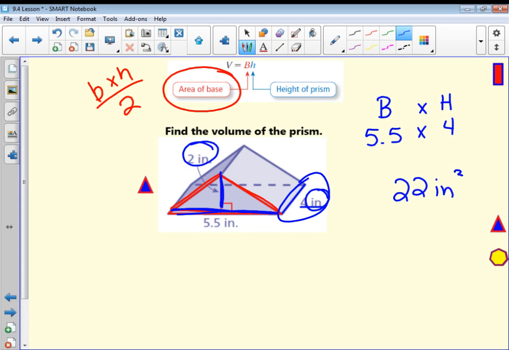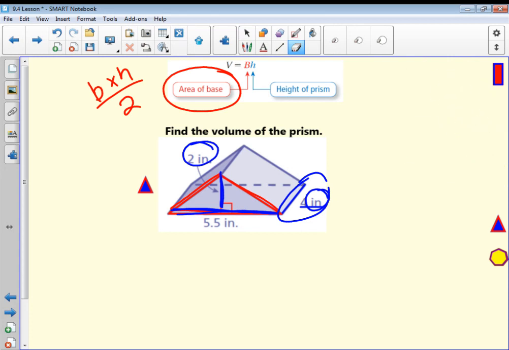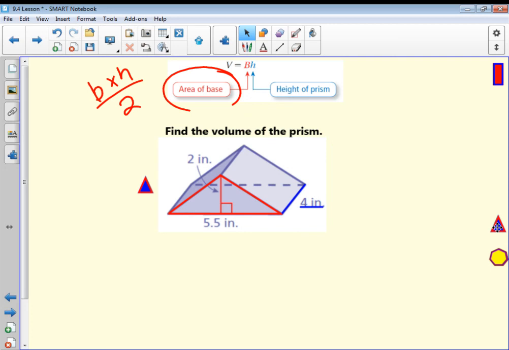Remember, volume is cubed. Okay, so yes, area of base times height. The height isn't always the distance from the bottom to the top. In this case, it was the distance back. It's the distance between your two bases, or your two triangle shapes.